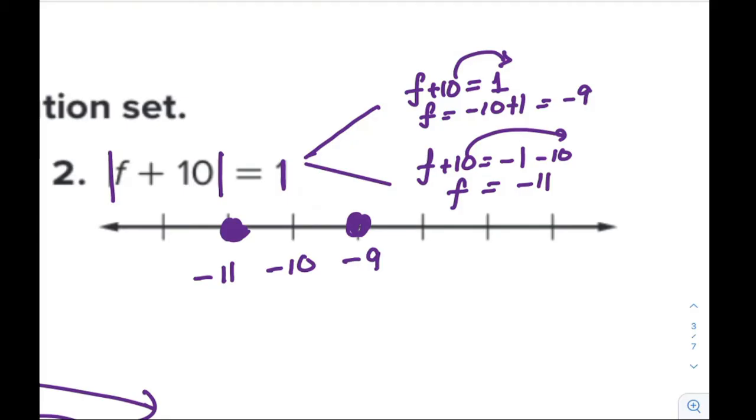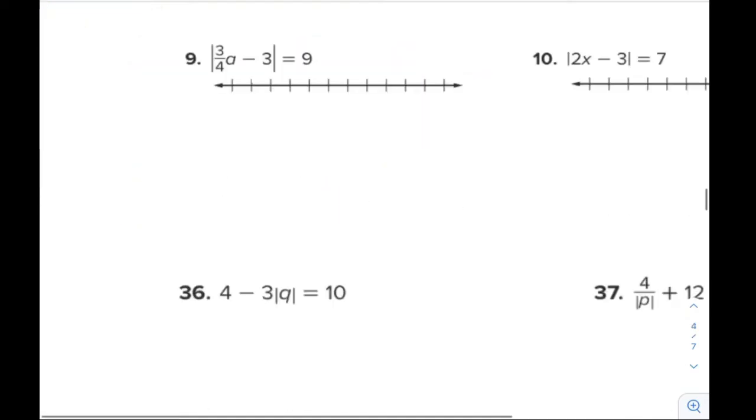Check. Replace f with negative 9. Negative 9 plus 10 is 1. Absolute value of 1 is 1. So this is correct. The other one, negative 11. Replace it instead of the f. Negative 11 plus 10 is negative 1. Absolute value of negative 1 is 1. So it's correct. Let's take another case.